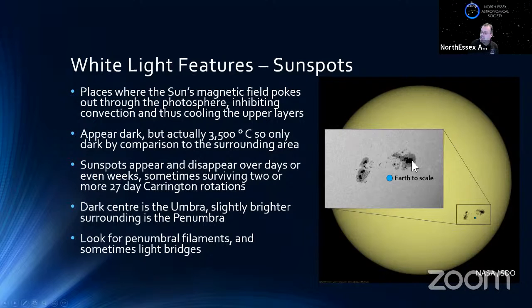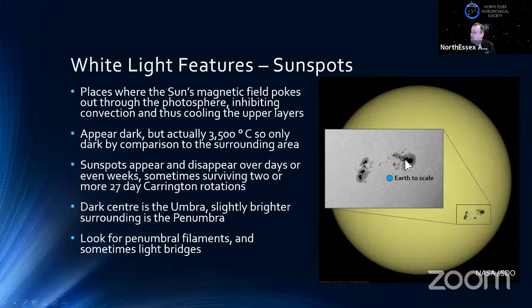So in the center of the sunspot, you get this dark area called the umbra, and it appears dark only because it's cooler than the surroundings. It's actually about 3,500 degrees Celsius, the average temperature of the umbra, the dark middle of the sunspot. So it's about 2,000 degrees cooler than the surrounding photosphere. So that's why it appears dark, but it is still really hot.